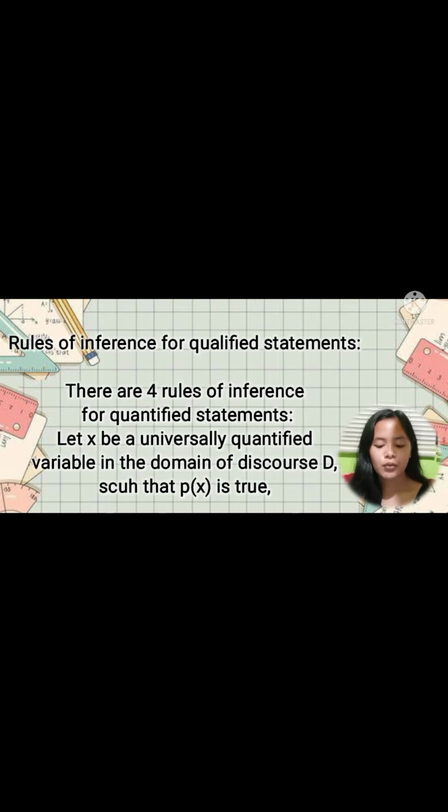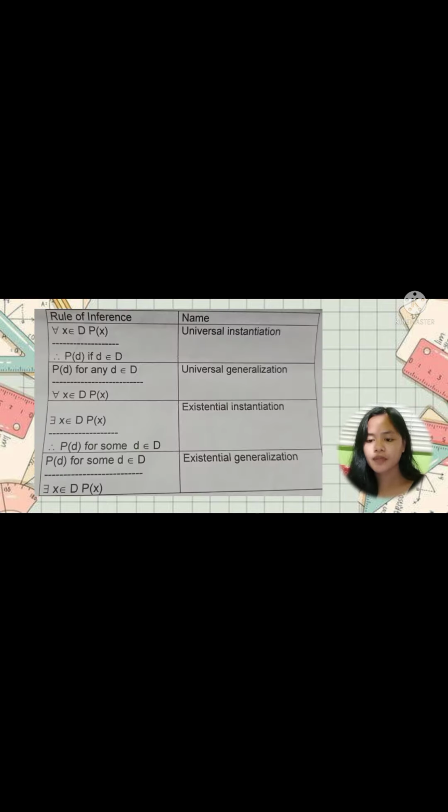Rules of inference for quantified statements. There are four rules of inference for quantified statements. Let x be a universally quantified variable in the domain of discourse D such that P(x) is true. These are the four rules of inference for quantified statements: universal instantiation, universal generalization, existential instantiation, existential generalization.